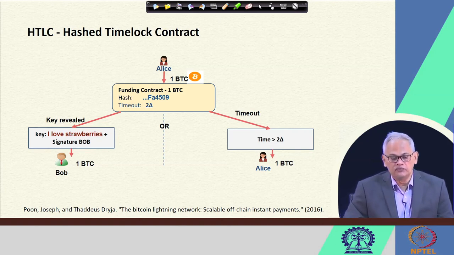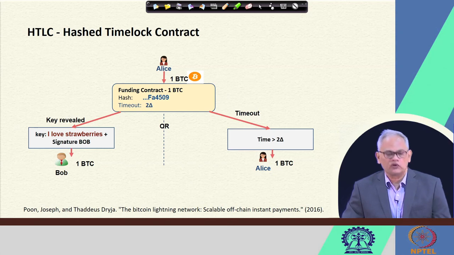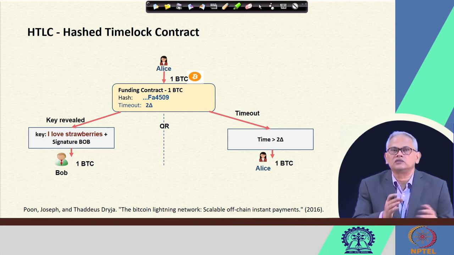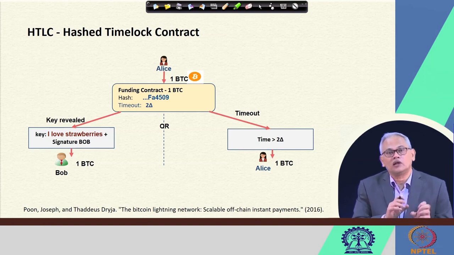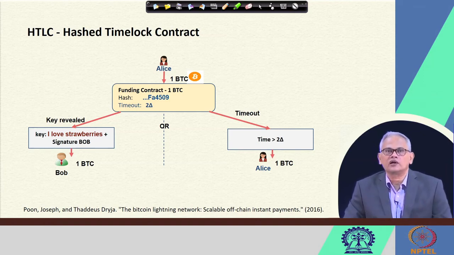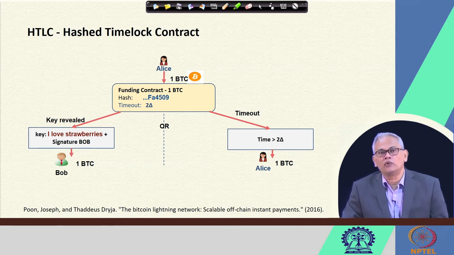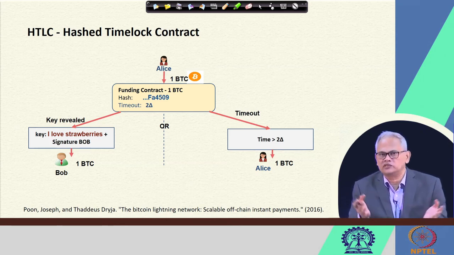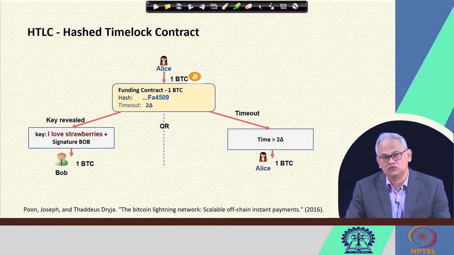So, that means that if Alice reveals the key, which in this example is "I love strawberries," then until the time Alice reveals the key, Bob cannot claim that amount. Say after 1 hour of creating the contract, Alice reveals the key to Bob. And why 1 hour? Maybe Bob would provide some service to Alice, and only then would Alice release this key. And why would that happen?